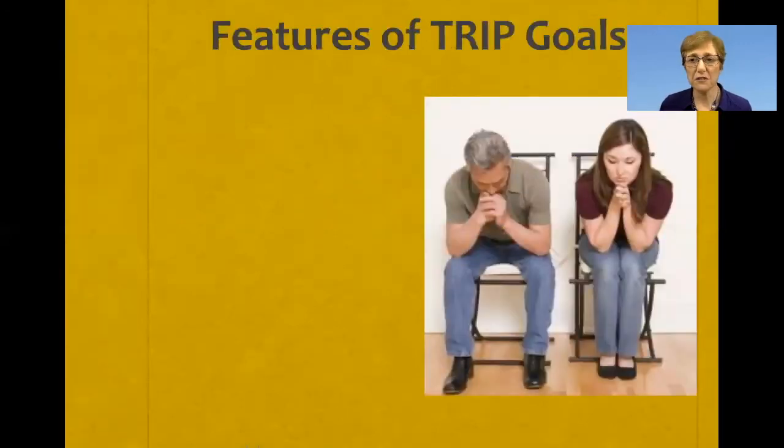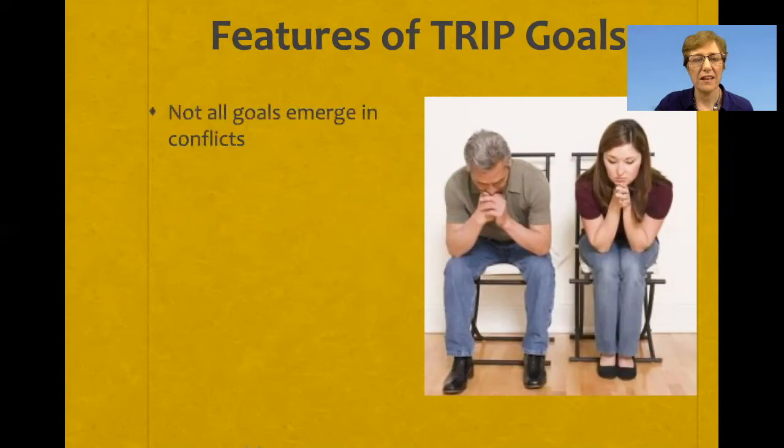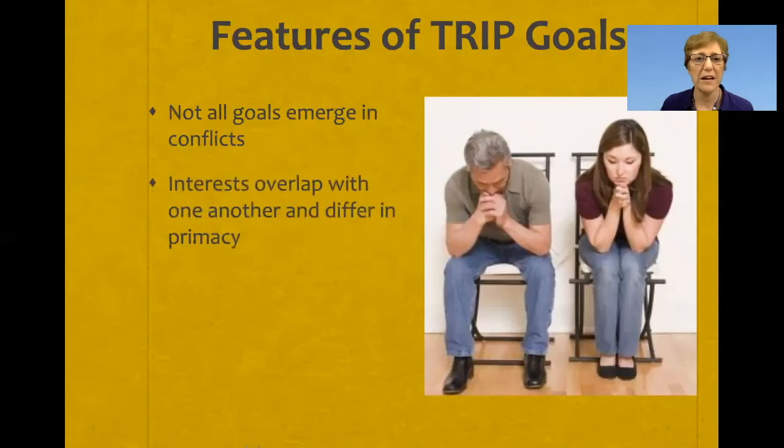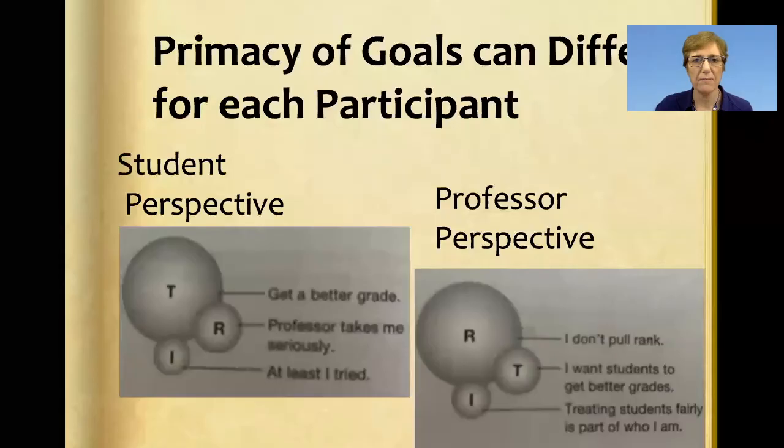Some features of TRIP goals. Not all goals emerge in conflicts. You may have noticed this, that you could come up with some of the TRIP goals, but maybe you couldn't come up with all of them when you were trying to identify them. And then some of them can overlap with other ones. So some goals or interests can overlap with other goals in primacy.